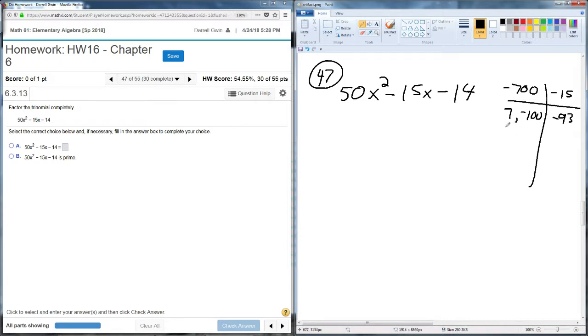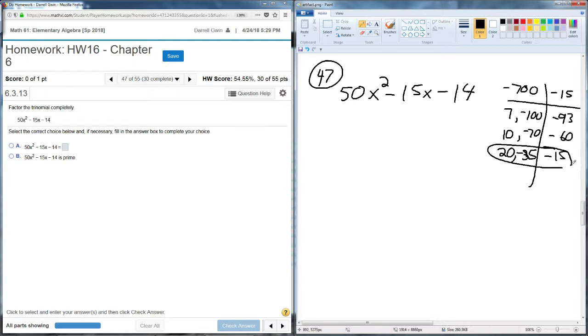Okay, what about 10? 10 times -70 is -700 and adds up to -60. So I'm getting closer, I'm going in the right direction. What about 20? 20 times -35. Basically, I took a 2 away from 70 and I gave it to the 10. That's how it works. Oh my god, I got it. 20 times -35 multiplies to -700, and we got -15.